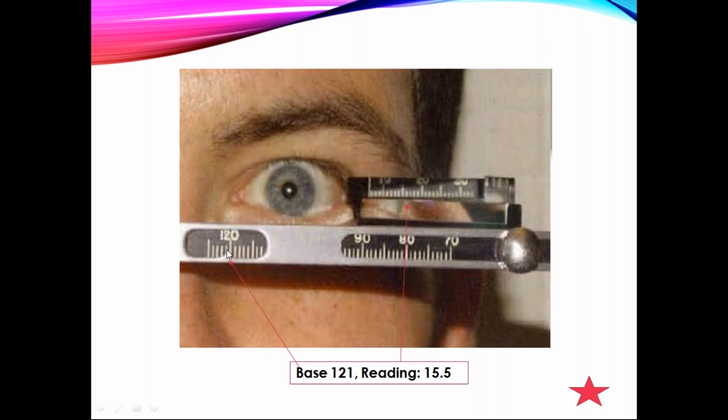if you see here, it is 120. So you will record it as 121 base reading, and then the reading of the eyeball, anterior surface of eyeball is 15.5. This is how you record it.